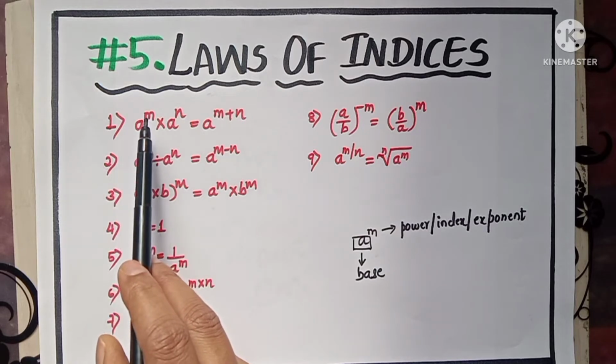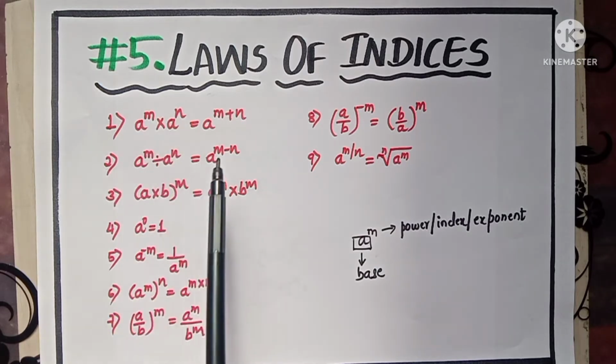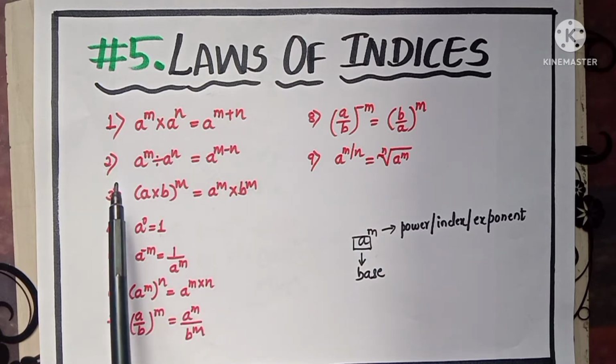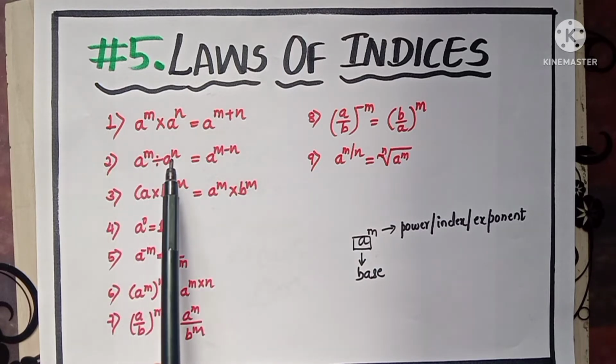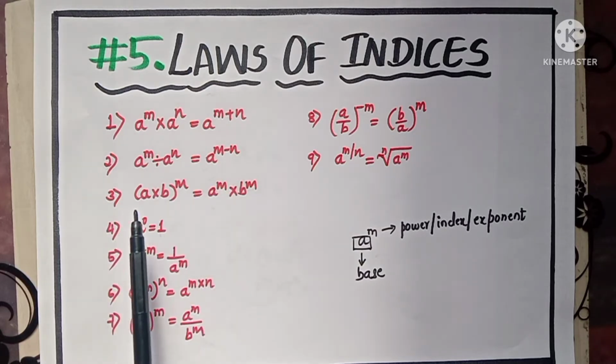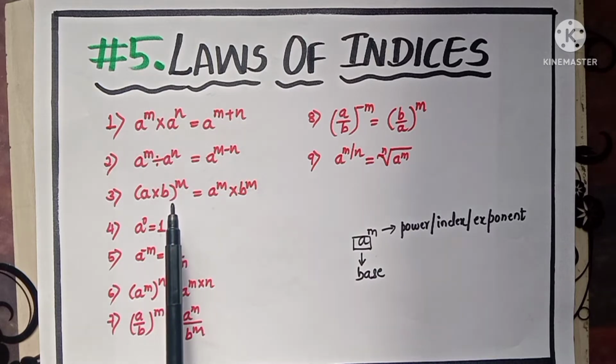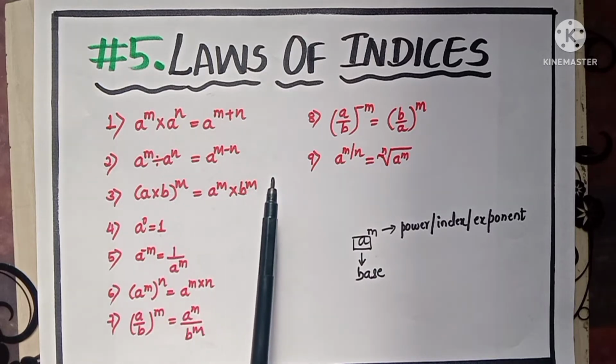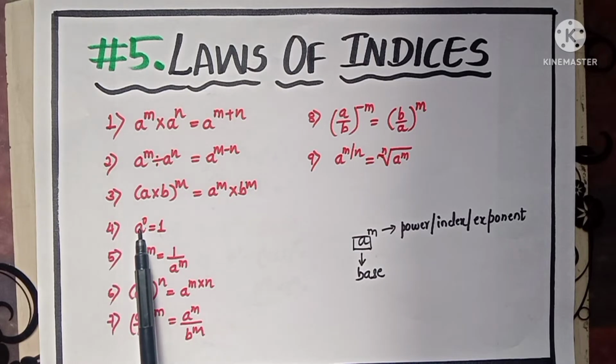A raised to m into a raised to n is equal to a raised to m plus n. Second one, a raised to m divided by a raised to n is equal to a raised to m minus n. Third one, a into b to the power m is equal to a to the power m into b to the power m. Fourth one, a to the power 0 is equal to 1. Fifth one, a raised to minus m is equal to 1 divided by a raised to m. Sixth one, a to the power m, the whole power n is equal to a raised to m into n.